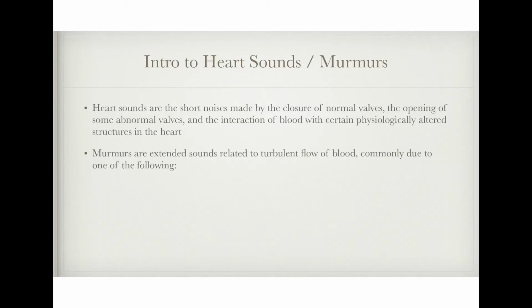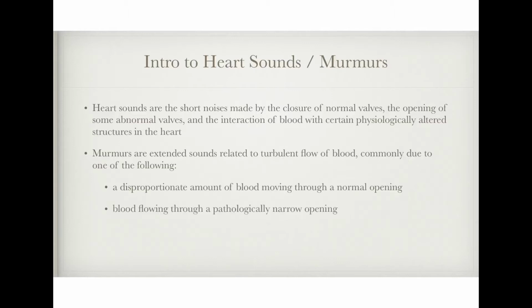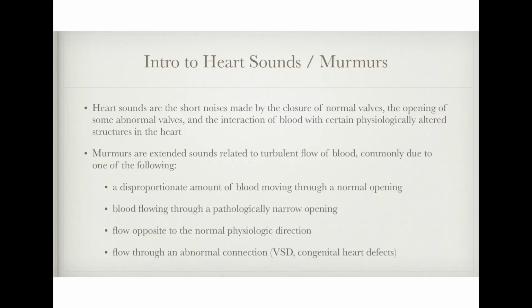In contrast, murmurs are extended sounds related to turbulent flow of blood, which would commonly be due to any of the following: a disproportionate amount of blood moving through a normal opening, which would be seen in high flow states; blood flowing through a pathologically narrow opening, which would be seen in valvular stenosis; flow opposite to the normal direction of physiological blood flow, which is seen in valvular regurgitation; and flow through an abnormal connection in the heart, such as what is seen in ventricular septal defects and other congenital heart defects.